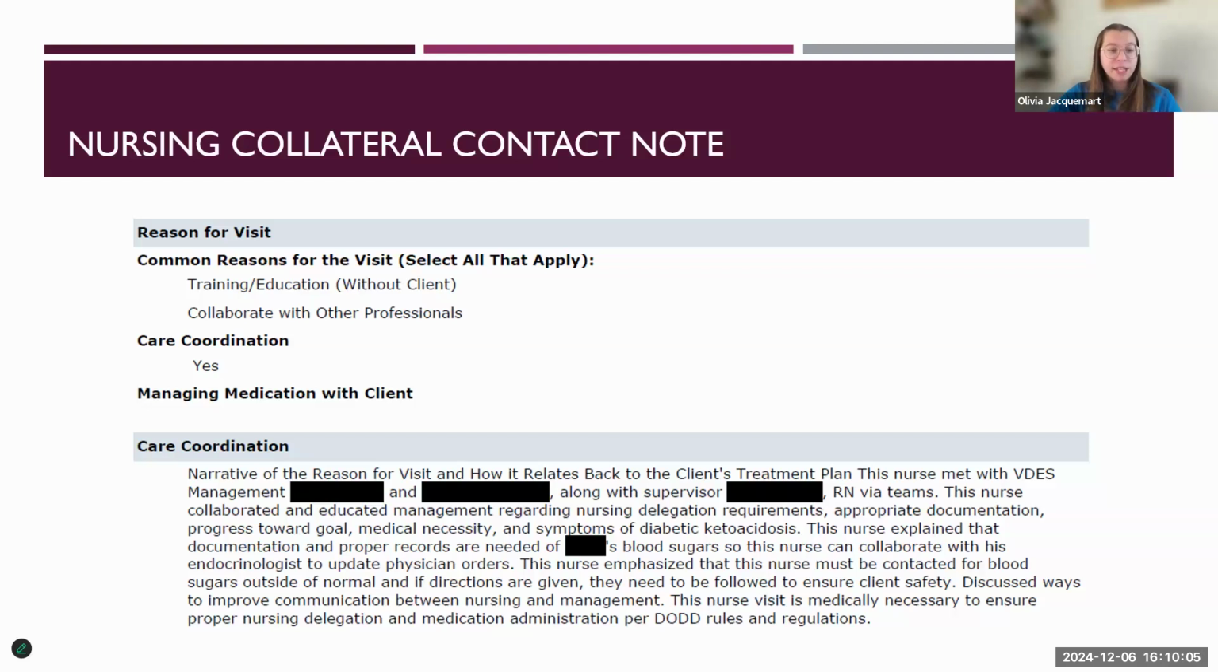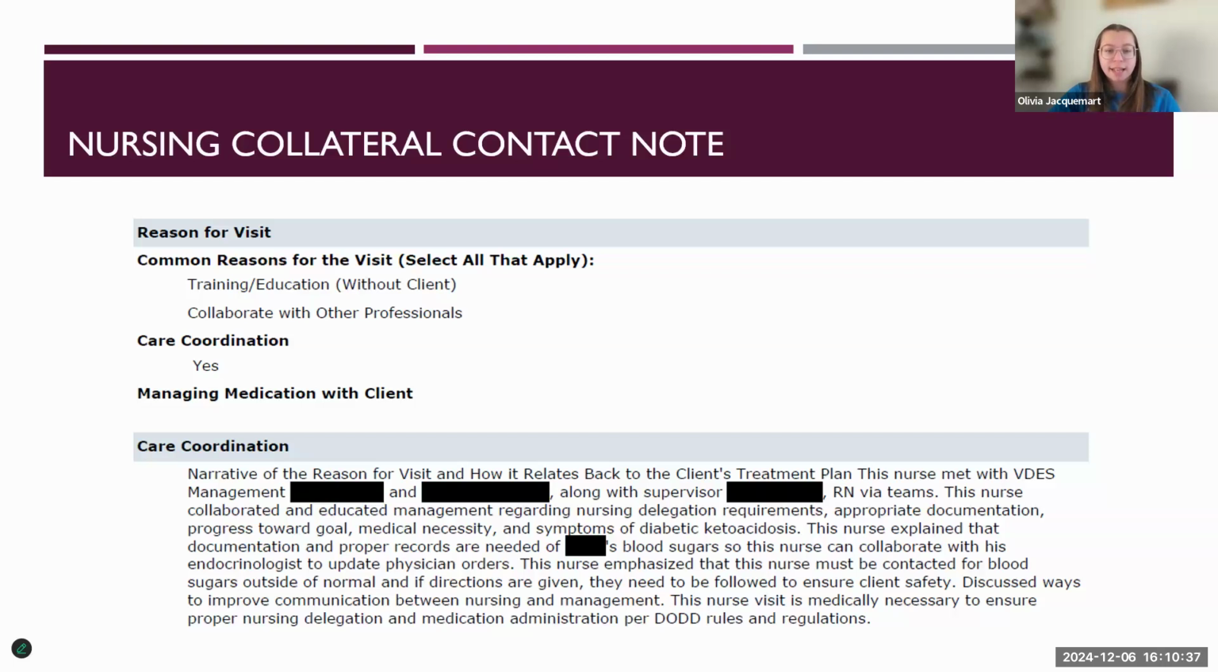This nurse met with VDES management, blank and blank, along with supervisor blank, RN via Teams. This nurse collaborated and educated management regarding nursing delegation requirements, appropriate documentation, progress towards goal and medical necessity, and symptoms of diabetic ketoacidosis. This nurse explained that documentation and proper records are needed of blank's blood sugars, so this nurse can collaborate with his endocrinologist to update physician orders.